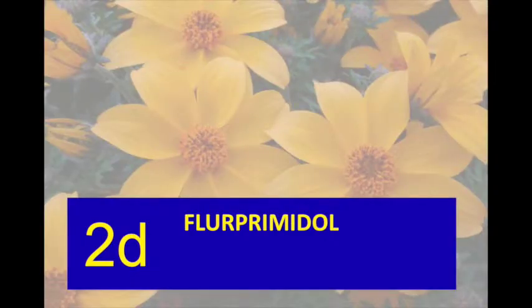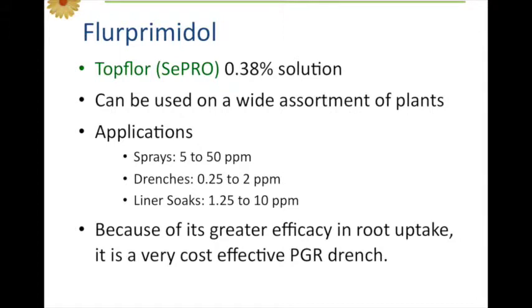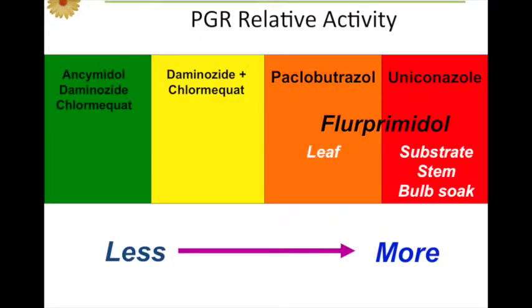The next one to look at is flurprimidol. The only one on the market right now is Topflor from SePRO, and it's a 0.38% solution. It has a very wide assortment of plants that it's active on. Rates are listed for sprays, drenches, and liner soaks, and it has really good activity at low rates as a drench. So it's a very cost-effective drench option if that's what you're looking for to control plant growth.